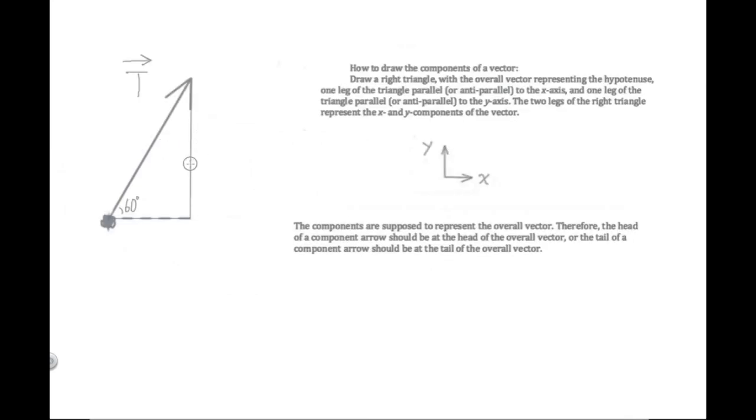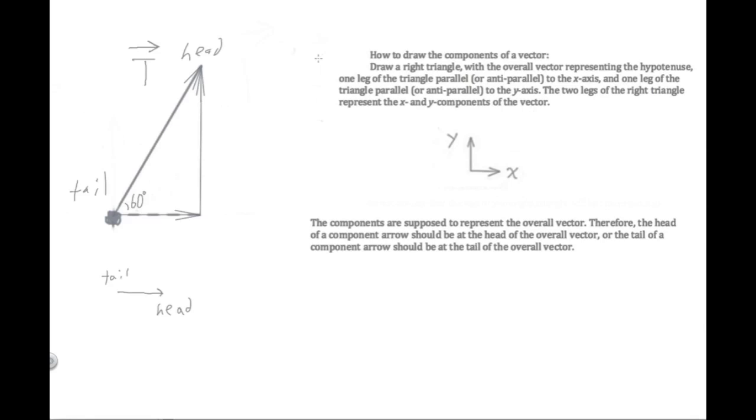Now, I hope you're familiar with the idea that this end of this vector is called the head of the overall vector, and this is called the tail. This is a head of a vector, and this is a tail. Well, we need to draw heads and tails on the components now. The simplest way to figure out the directions of the components is to say that our overall vector points up and to the right, and therefore the components should point up and to the right.